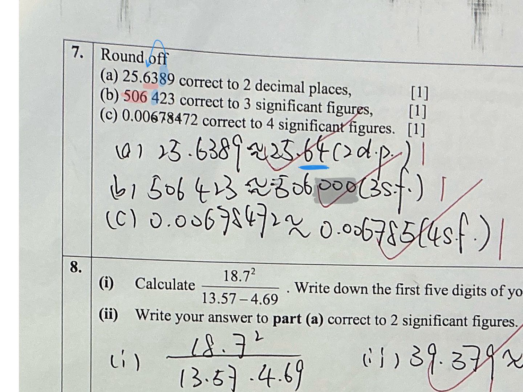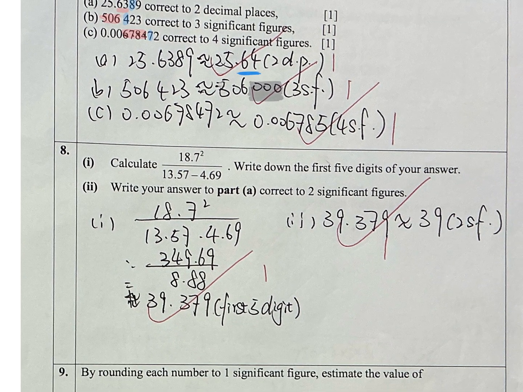4SF. All the zeros in front are non-significant. So 1, 2, 3, 4. Then look to the right. Round up. So you have 6, 7, 8, 5. But the zeros in front should be there. Okay, the zeros in front should be there. Because 0.006 cannot suddenly become a 6,000. It's not fair. Okay?